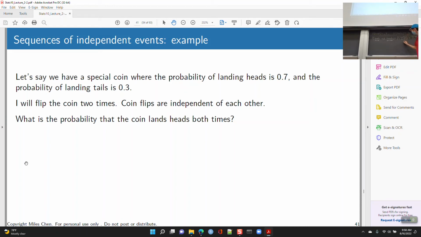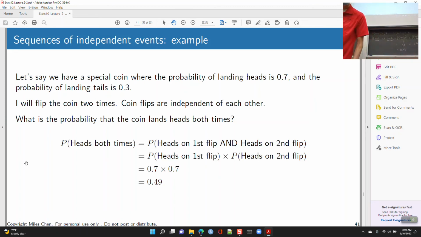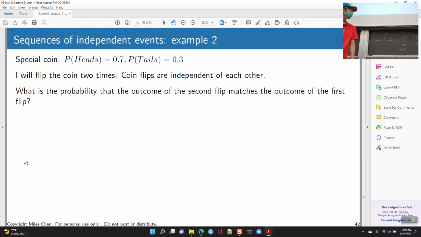Well, the probability of getting heads on the first flip is 0.7, and heads on the second flip is also 0.7. So these two things multiply to 49%, 0.49. So we would get heads on the first multiplied by the probability of getting heads on the second flip, 0.7 times 0.7, a total of 0.49.